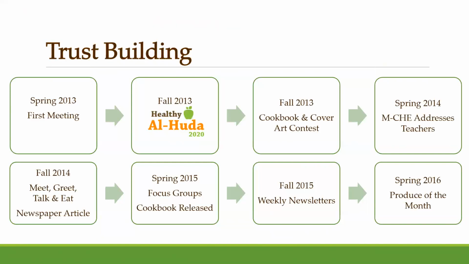If we look at the last square, we see spring 2016, we implemented a nutrition program called Produce of the Month. But before we implemented that intervention, for about 3 years, we had to do other activities to build trust with this community that we had never met before. So we had an initial meeting with the principal of the school and the vice principals to gauge their interest. And we developed a committee with the teachers and staff called the Healthy Al-Huda Committee.